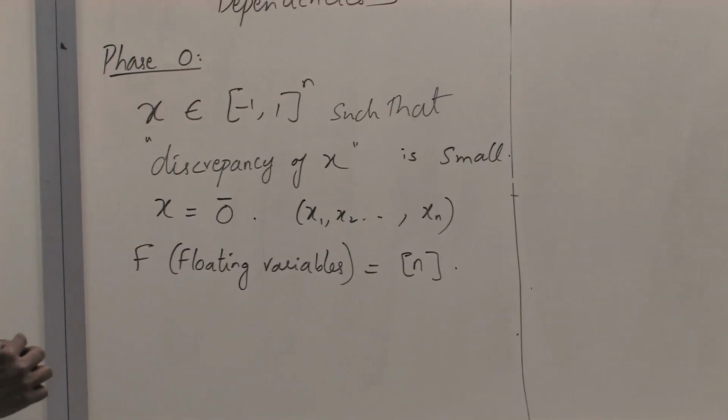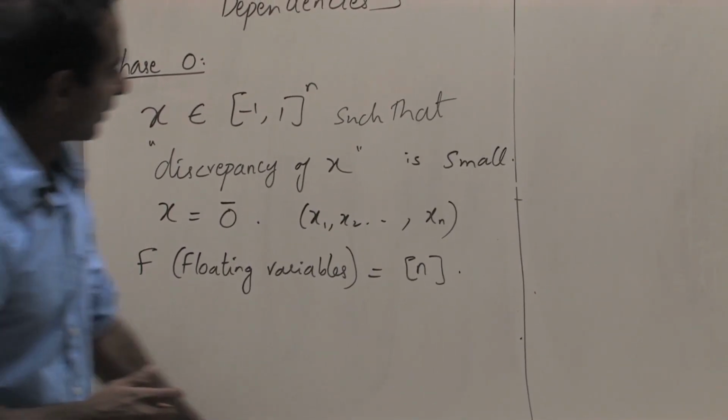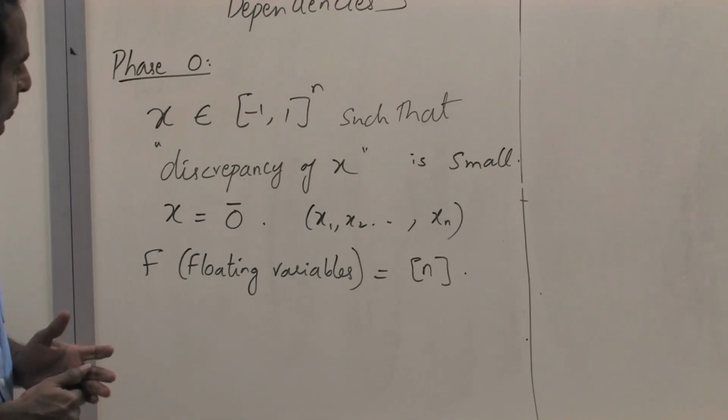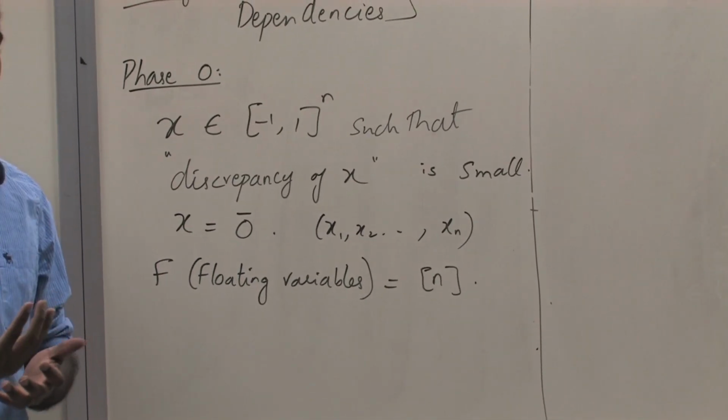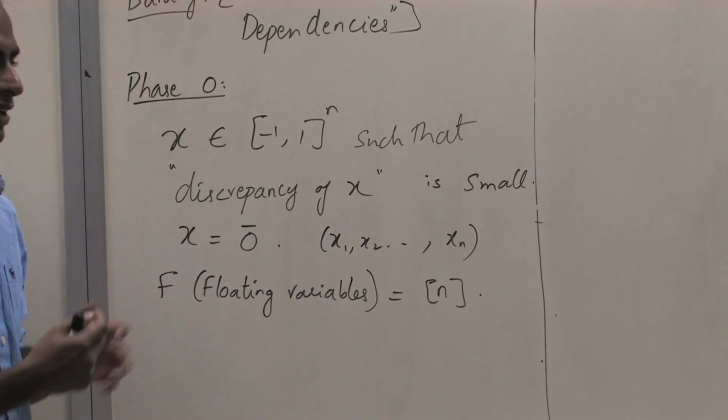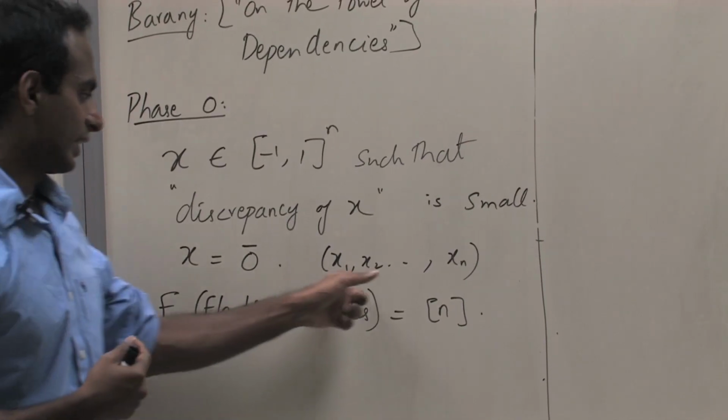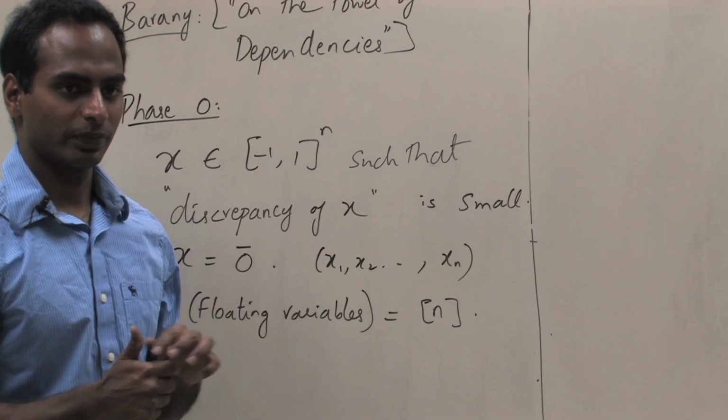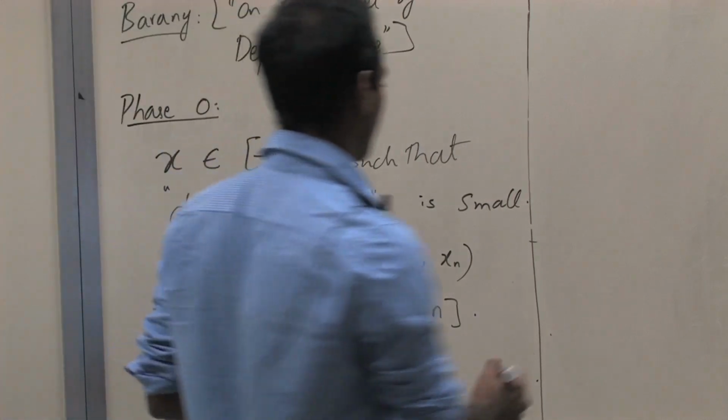Okay, and we need to now change the set of floating variables. Okay, so decrease its size by fixing one of these elements to be 1 or minus 1. Okay. So how do we do that?